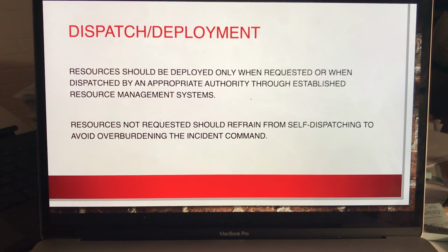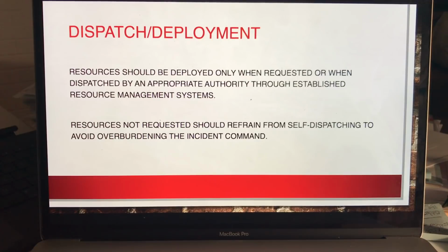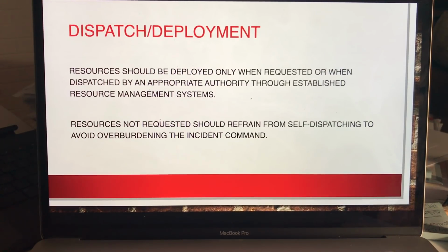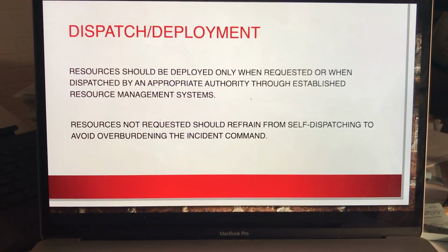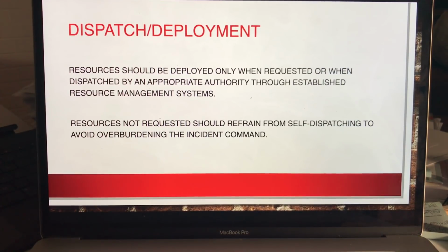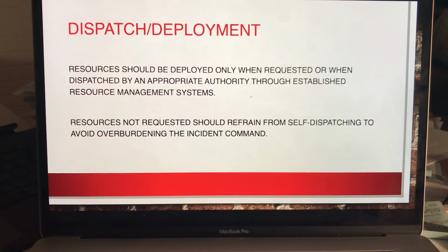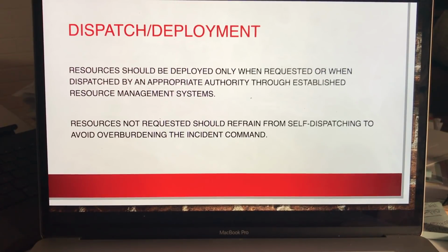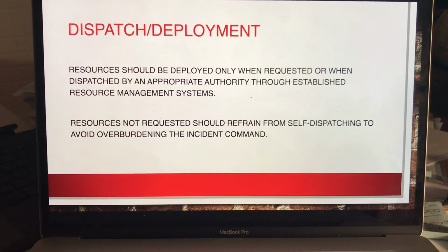Dispatch and deployment. Resources should be deployed only when requested or when dispatched by an appropriate authority through established resource management systems. Resources not requested should refrain from self-dispatching to avoid overburdening the incident command.